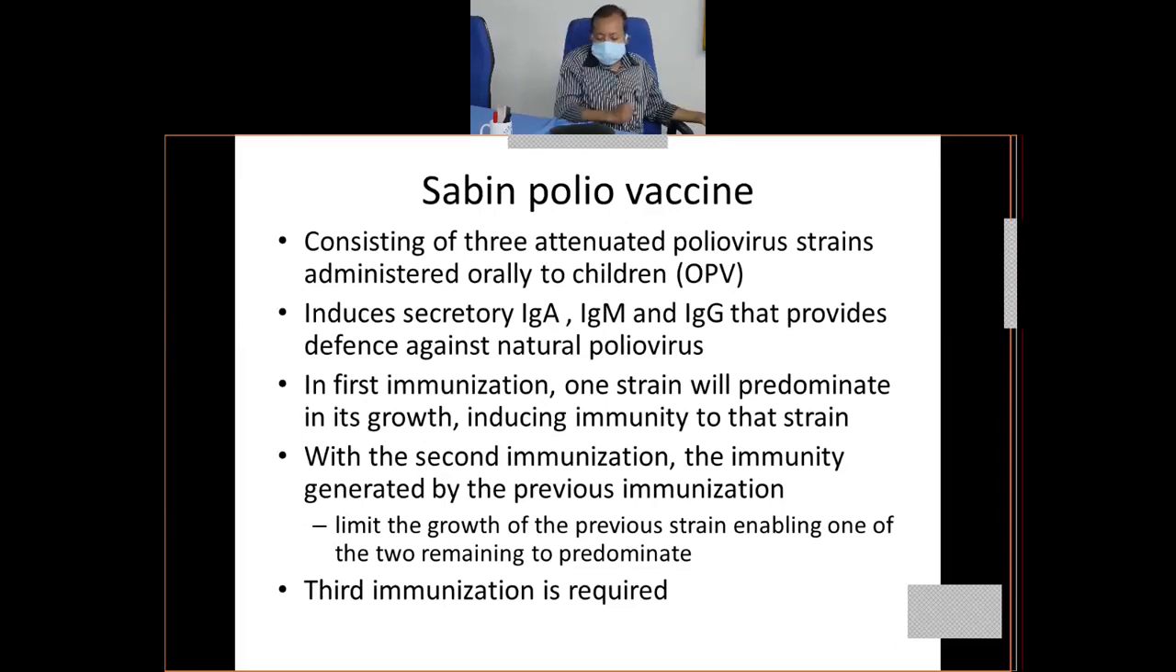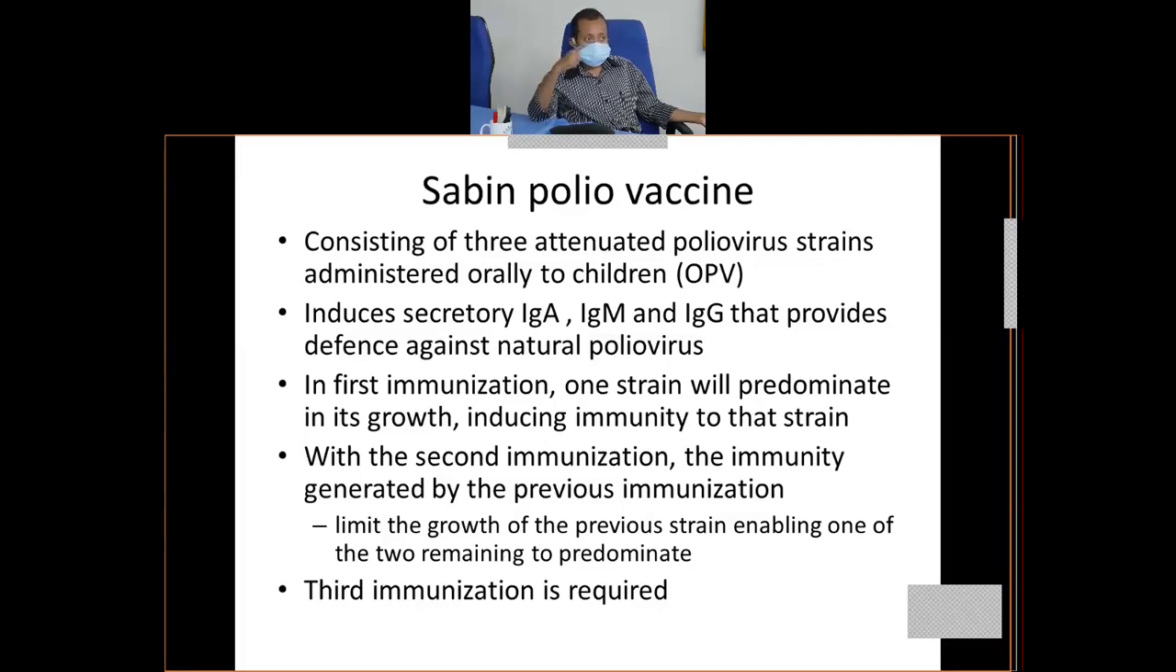However, the oral polio vaccine, the Sabin polio vaccine, is a bit exceptional. You know that this is given in 3-4 doses. The problem with the Sabin polio vaccine is that there are basically 3 strains of the virus. Say the 3 strains are A, B and C. Whenever you give the oral polio vaccine, one of the viruses will replicate in the gut. Say out of A, B and C, A has replicated and grown. So our immune system will develop antibodies against A.